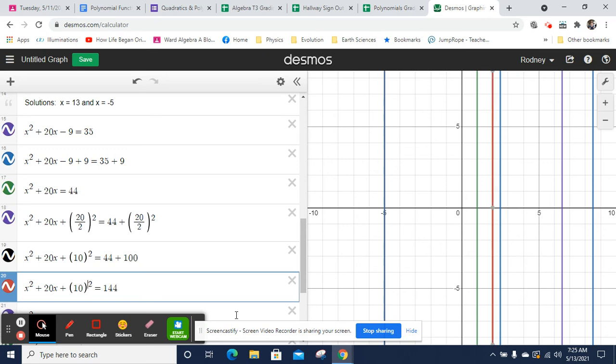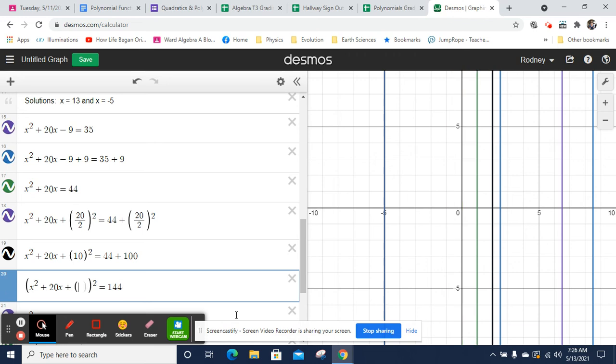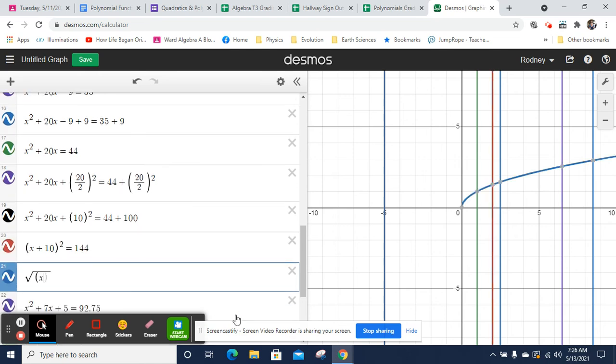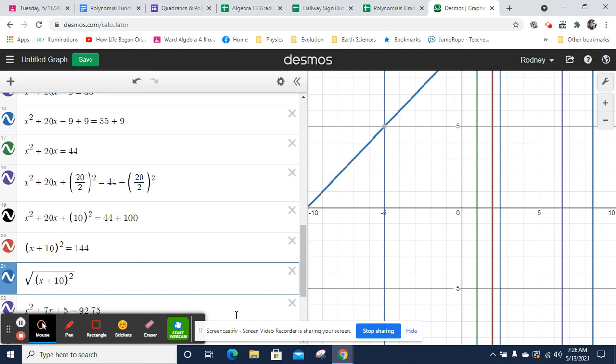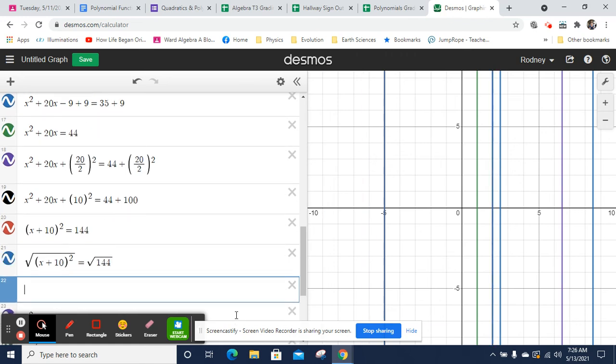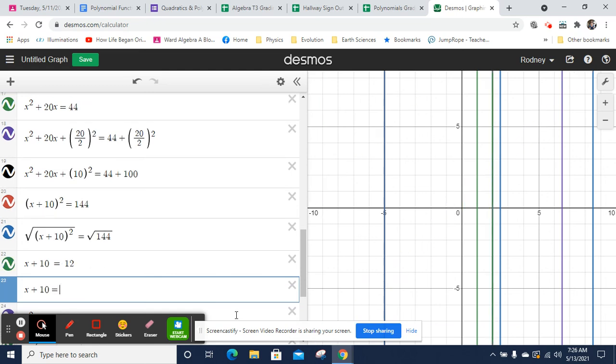And on the left side, I'm going to end up with x plus 10 squared. And then I'm going to get the square root of both sides. So square root of x plus 10 squared, and that's going to equal the square root of 144. So that's just going to be x plus 10 because the square root of a square cancels each other out. And I'm going to have that equal either 12 or x plus 10 equals negative 12.